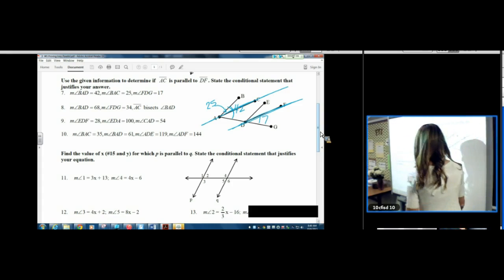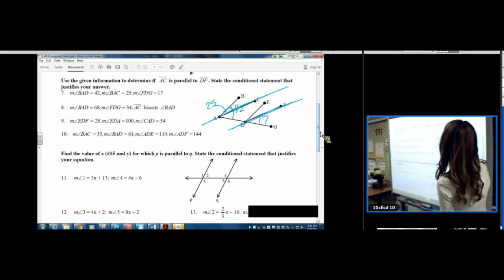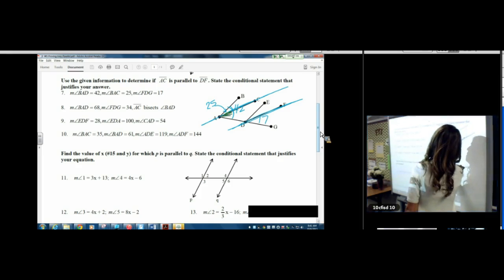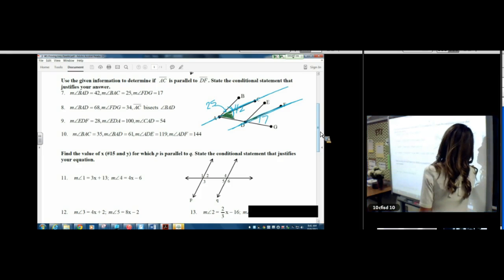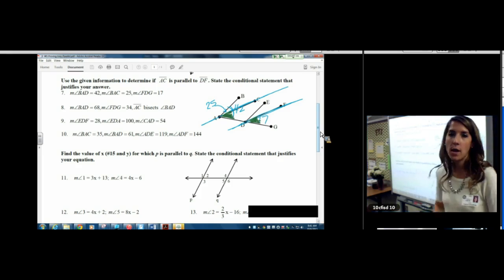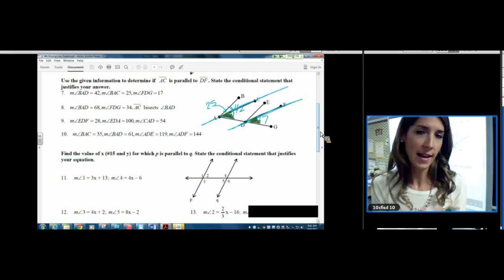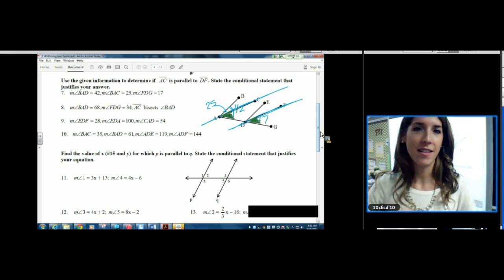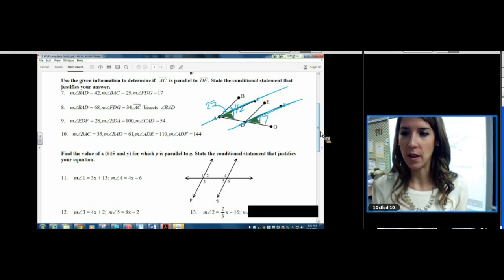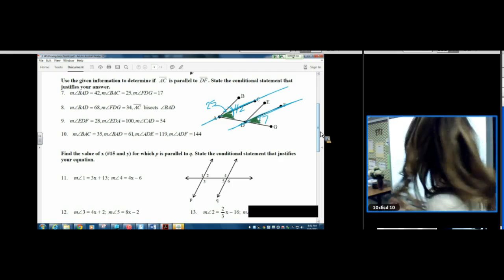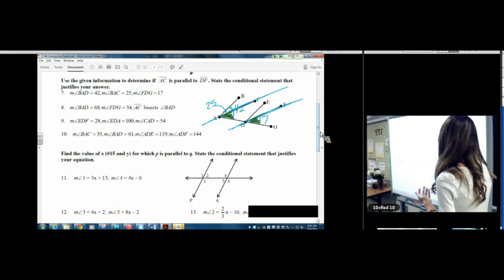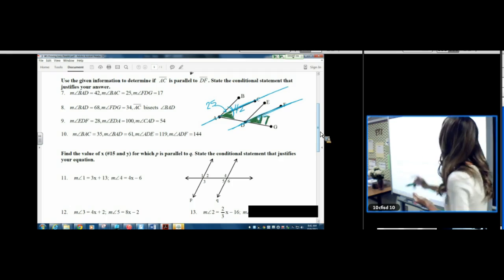So what we want to look at here is, I'll shade it, we want to look at this angle, and we want to look at this angle. Those are corresponding angles. If they happen to be congruent, boom, the lines are parallel. If they're not congruent, then all bets are off. The lines are not parallel. So we need to find that missing angle. We already know that this one right here is 17. So we need to find the other one.